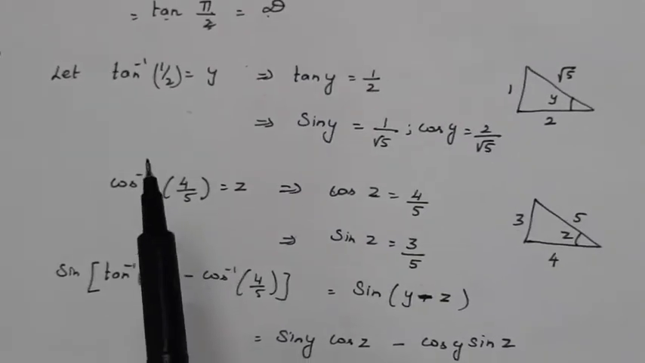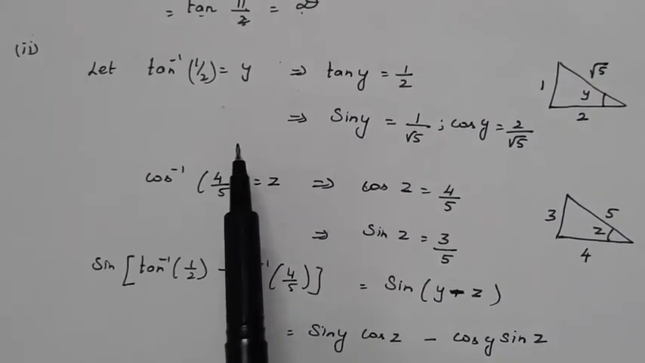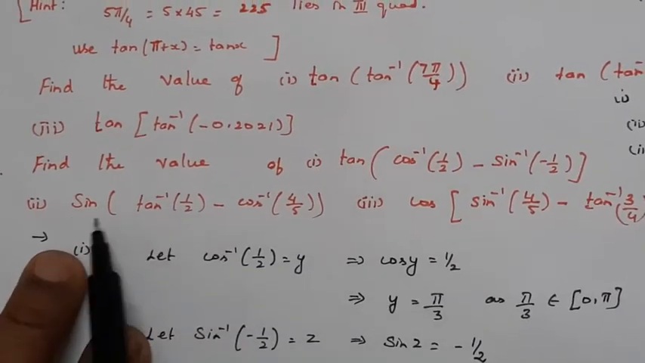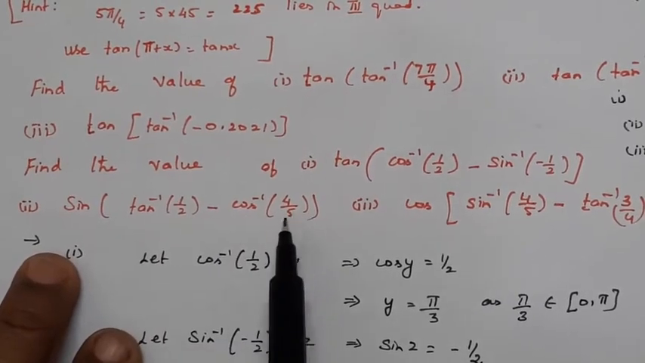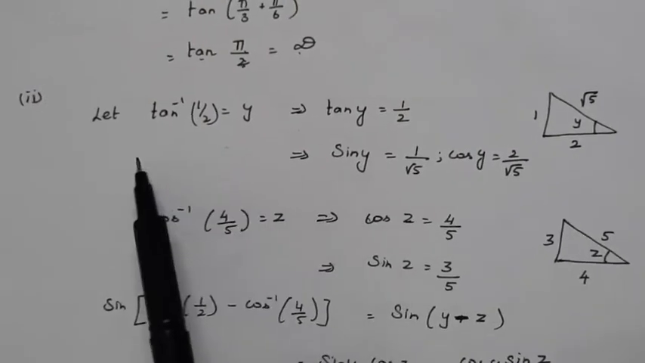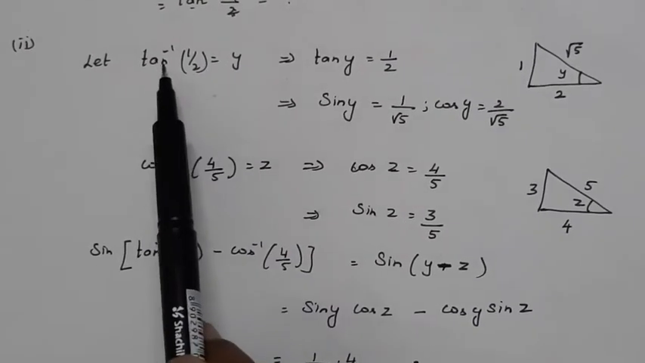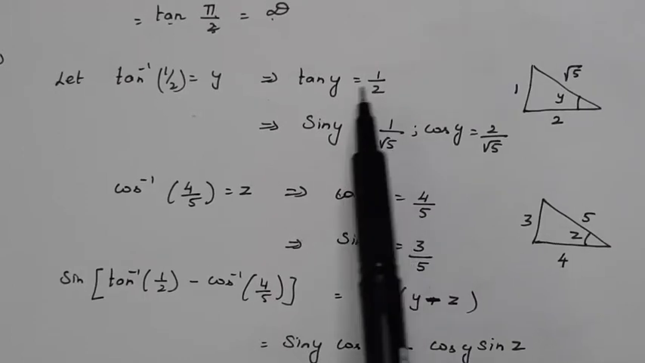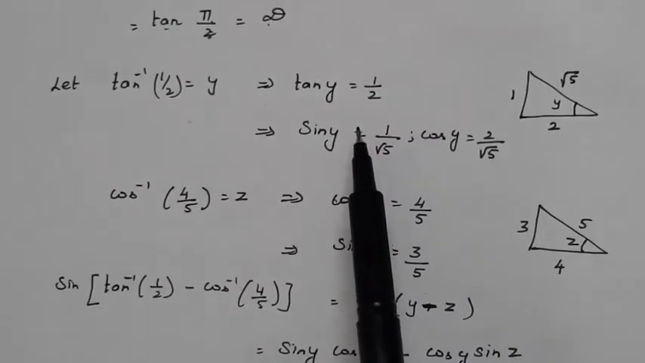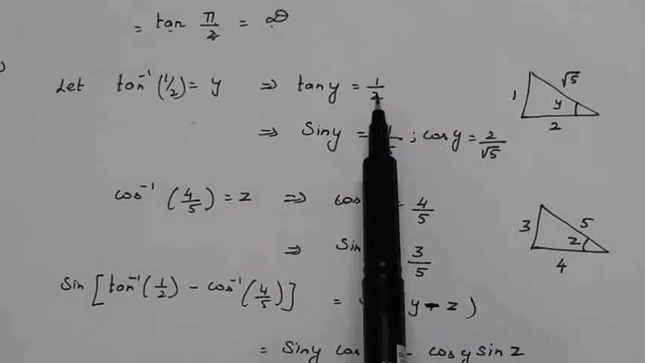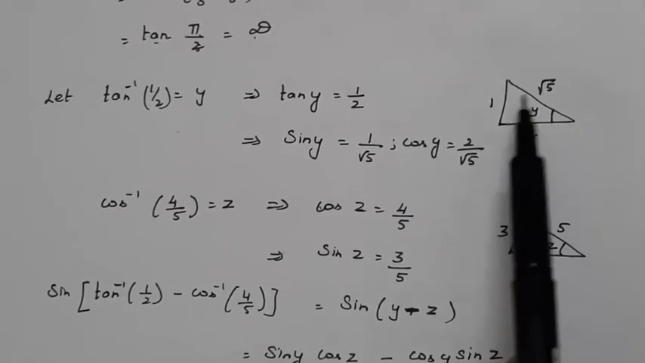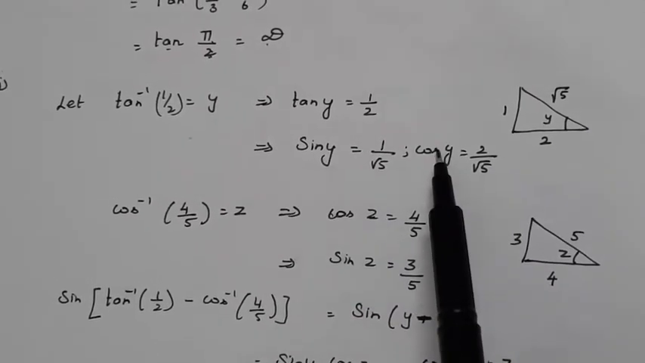Okay. Now coming to the second subdivision. What is the second one? Tan inverse of 1 by 2 minus cos inverse of 4 by 5 inside the bracket. So you have to find out first. Okay. Let tan inverse of 1 by 2 be equal to y. Then by definition tan y is equal to 1 by 2. But here we don't know the exact value of y whose tangent value is 1 by 2. So in that case, what you have to do is use the Pythagoras theorem and the trigonometric ratio formulas to find out sin y and cos y.